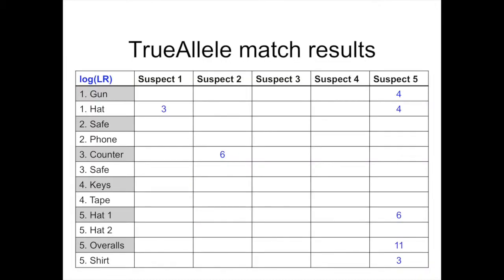So when we've actually inferred all of these genotypes, then what do we do? On the left there, that's where we have all of the items. And each one of those you can think of as an evidence genotype that we're going to compare to these 5 suspects. And the blue numbers there are the log LR values of these match statistics. So for the 4s up here, we're saying that it is 10,000 times more probable than coincidence that it matches suspect 5. Same thing with the 6 and the 11, just a 1 followed by 6 or 1 followed by 11 zeros. Just easier to display it this way rather than having huge numbers on the screen for you.